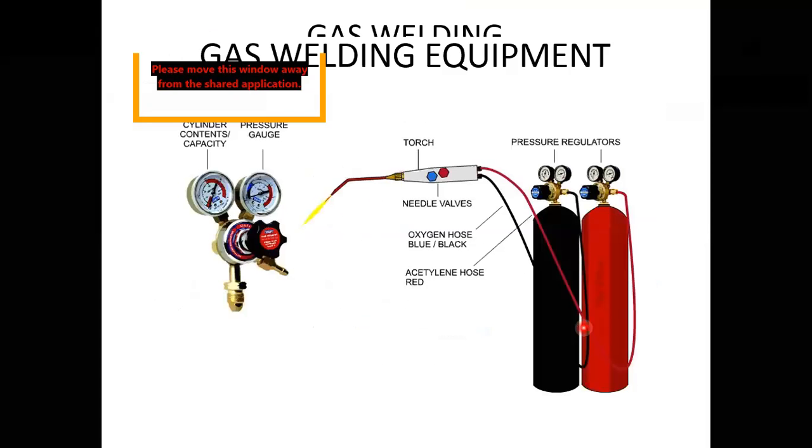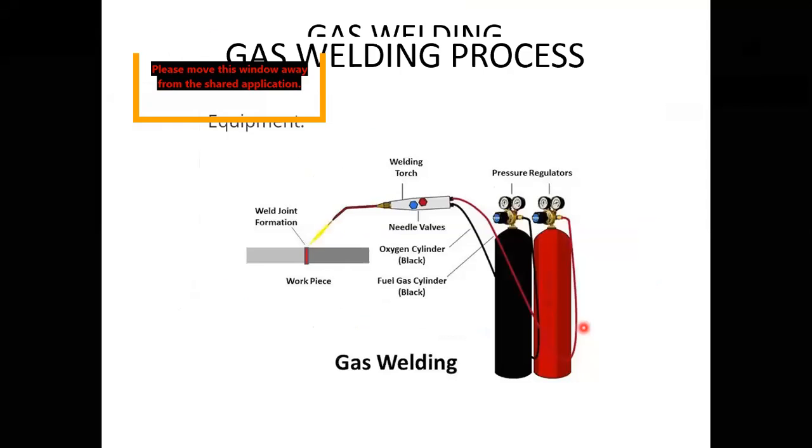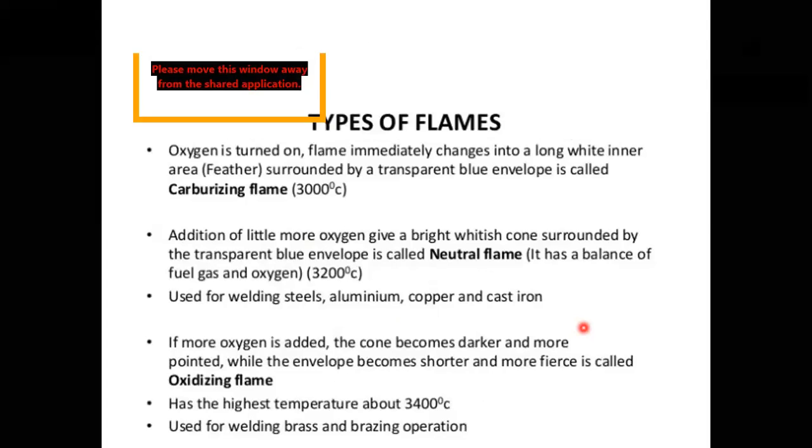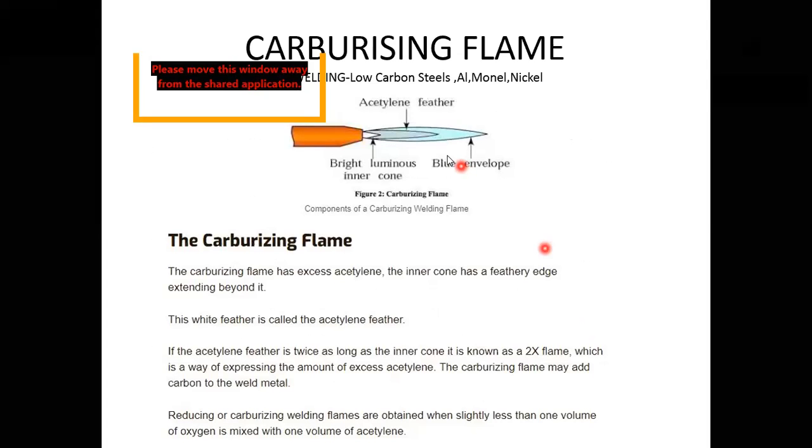This is over. This is another setup. These are the types of flames: oxidizing flame, carburizing flame, neutral flame. In the neutral flame, once again I tell you, 50% oxygen, 50% acetylene. In the carburizing flame, the acetylene percentage is more. In the oxidizing flame, the oxygen percentage is more. You can see the types of flame very clearly here in the color sketch.